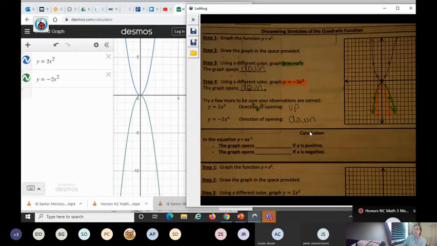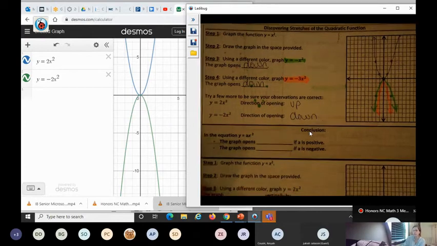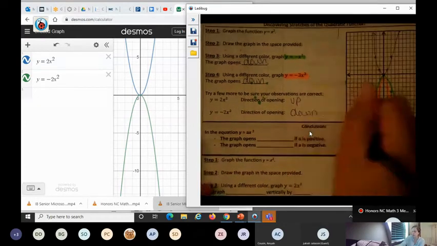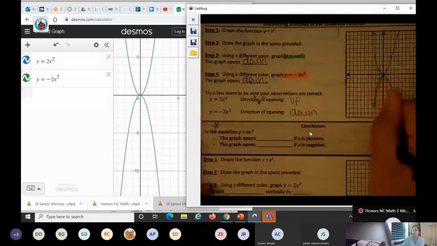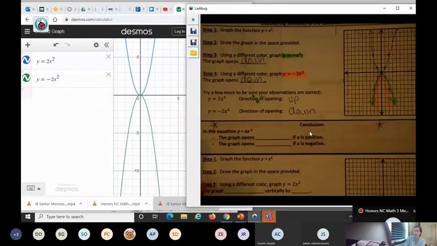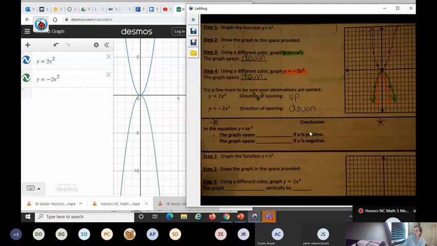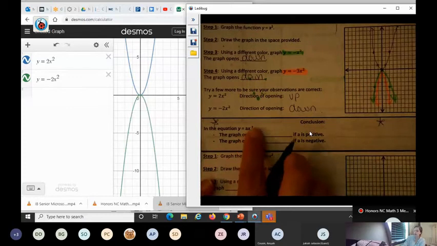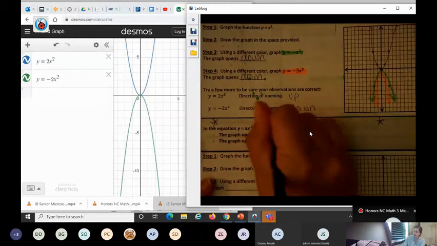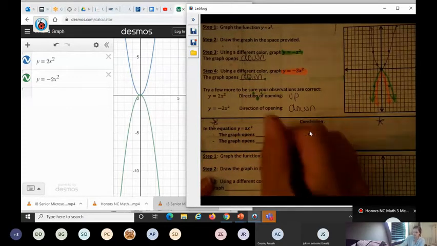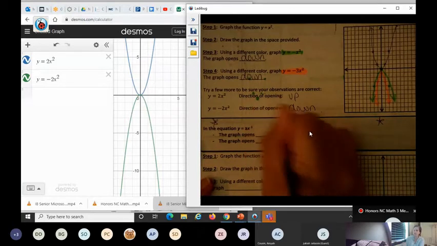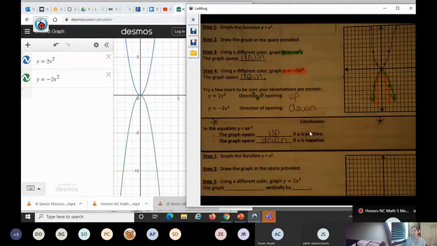Okay, so we've shown through this little section, so this conclusion, remember, is the important part. This is the part of the notes that I really need you guys to have and keep. So in the equation, y equals ax squared, the graph opens up if a is positive, down if a is negative. What questions do you guys have?